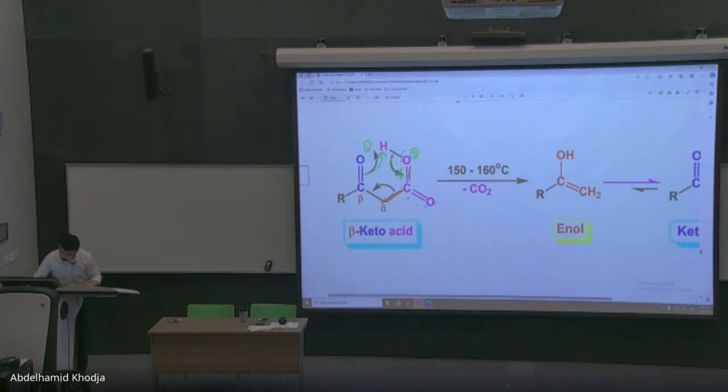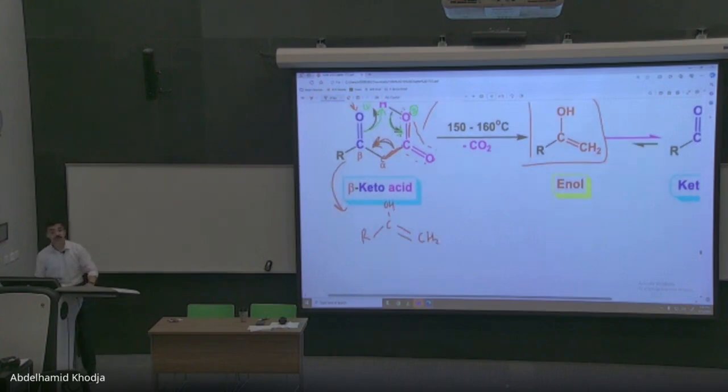This is CO2. This leaves as CO2 gas. Then you built a double bond. I'm going to redraw this part here. You have R, you have C. We said we built a double bond down here. Great. And then up here, what did we say we added? We added an OH. And then this is a CH2. And this is exactly what we see here.